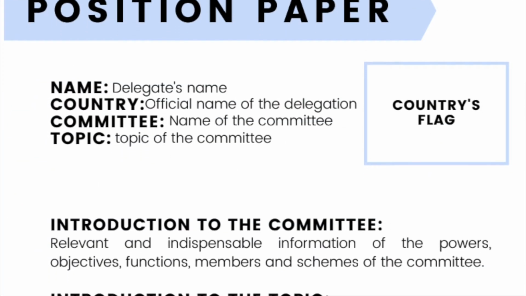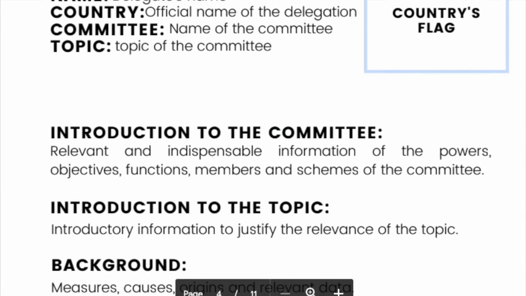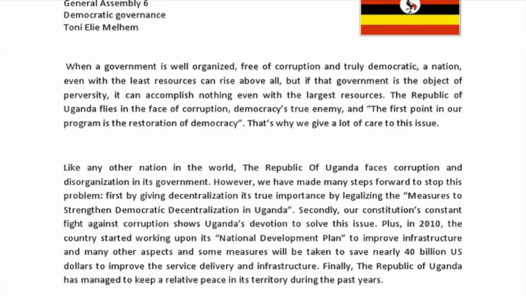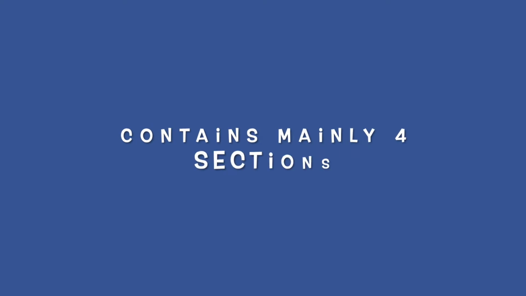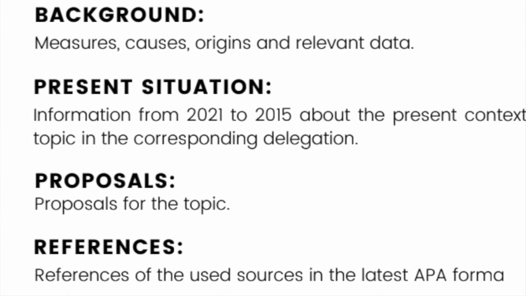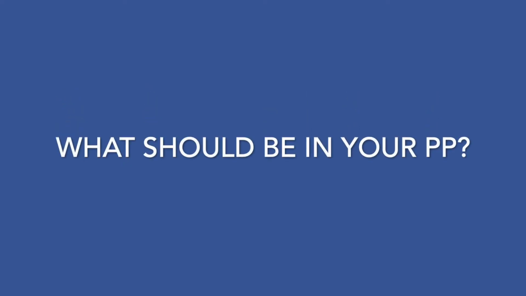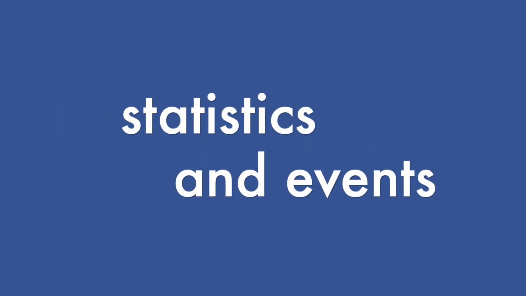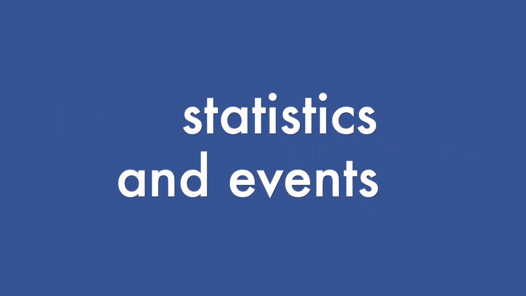The position paper is a 1 or 2 page document that essentially is a summary of your knowledge of the topic and the position your country plans to take when it enters the committee. It typically contains 4 sections: background of the topic, past international actions, country policy, and possible solutions. In the position paper, you should use evidence to support your position, such as statistical evidence or dates and events.